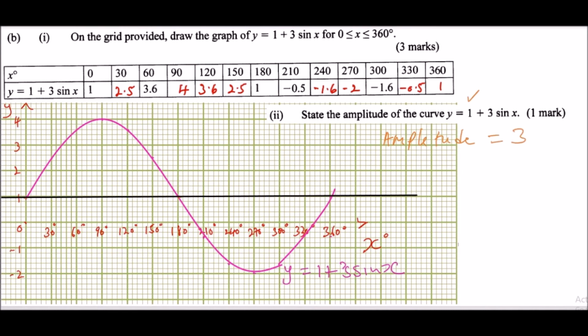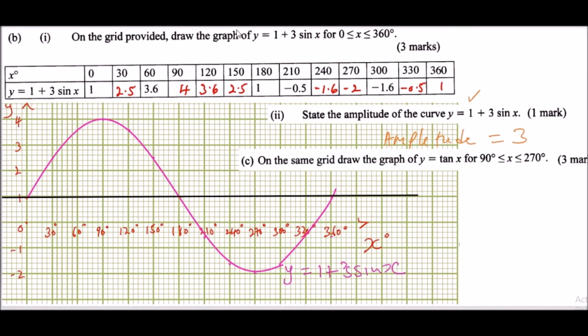Let's see what we are required to do in part C. We are told on the same grid, draw the graph of y is equals to tan x for 90 degrees less than x less than 270. So what we do here is we make a table. Our function is y is equals to tan x. Therefore we can make a table for this function to have the values. So this is our x, and this is tan x.